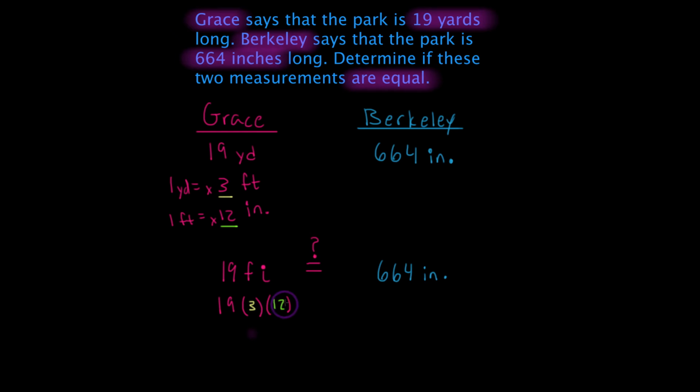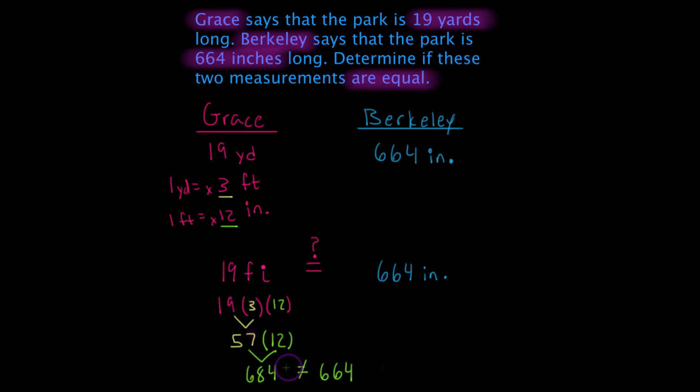Alright, so my next step, all I'm going to do is multiply 19 times 3, and that will give me a value of 57. Now all I have to do from here is take 57 and multiply it by 12. So 57 times 12 gives a value of 684. Now 684, it's not equal to 664. So I'm going to put a slash through that equation symbol.